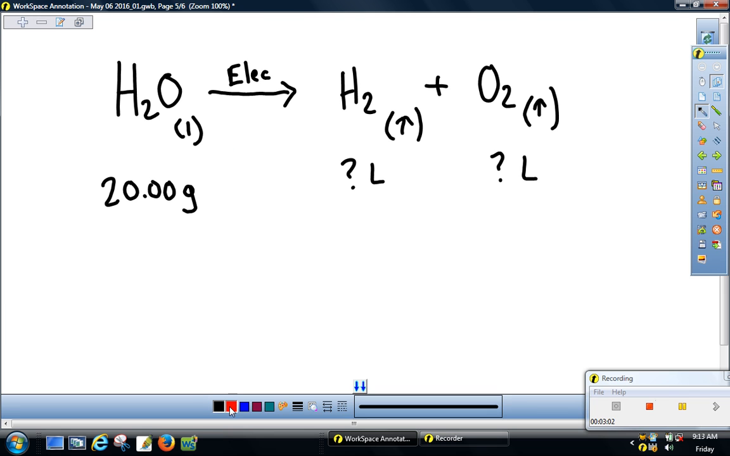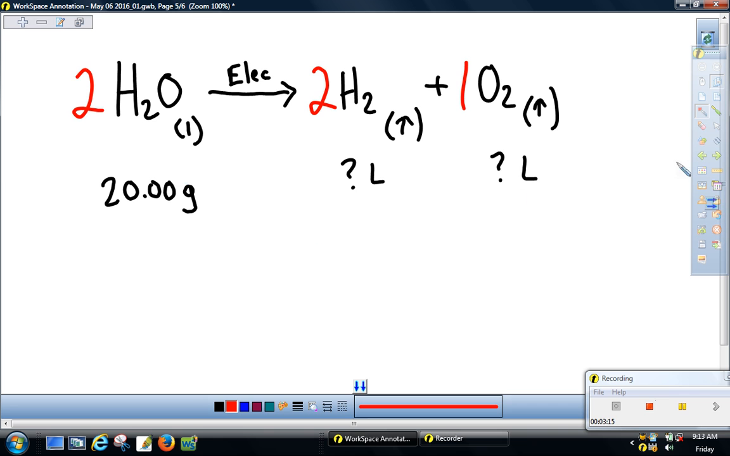So water, when we pass an electric current, can be decomposed into the hydrogen gas and the oxygen gas that it's composed of. We need to balance this equation as always for stoichiometry. So 2 of these, and 2 of these, and 1 of these. So 2 waters can decompose into 2 molecules of hydrogen and 1 molecule of oxygen, or 2 moles of water can decompose into 2 moles of hydrogen gas and 1 mole of oxygen gas.